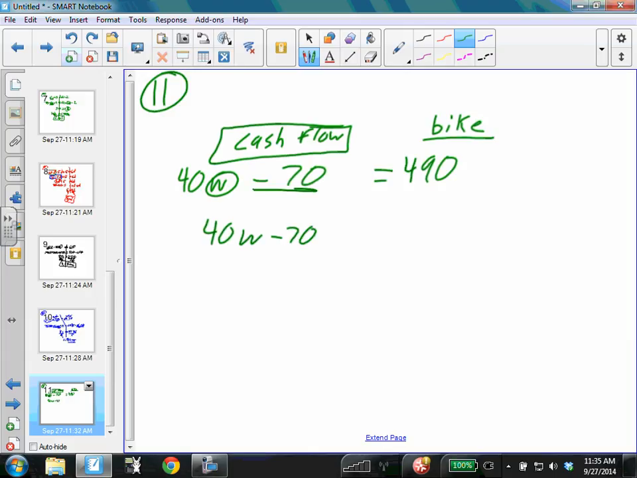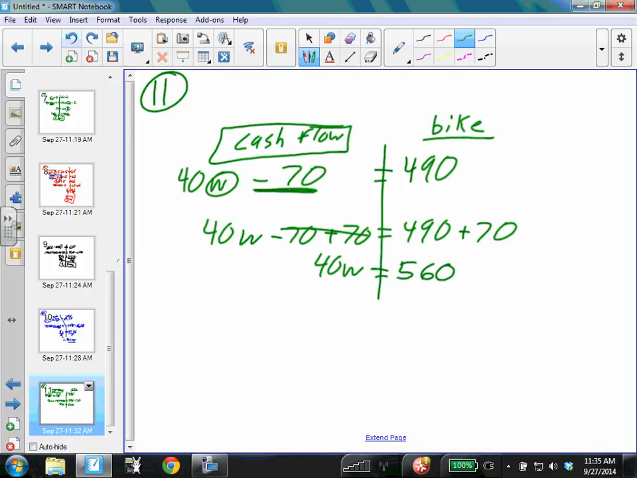I got to move this 70. So there it is right here. That 70 is what I'm trying to move. And since it's negative, I'm going to add 70. So I'm going to add 70 to both sides of the equation, and these two things will cancel. So 40W is equal to 490 plus 70, which is 560. And once again, we're dealing with some big numbers, so you may want your calculator. I'm going to use mine here really quick just to check myself. 490 plus 70 is 560.